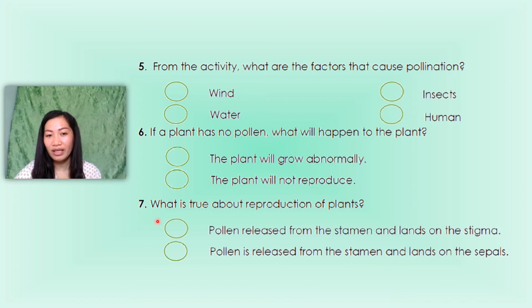And for number 7, what is true about the reproduction of plants? Pollen is released from the stamen and lands on the stigma. Pollen is released from the stamen and lands on the sepals. So you can check now your answer.